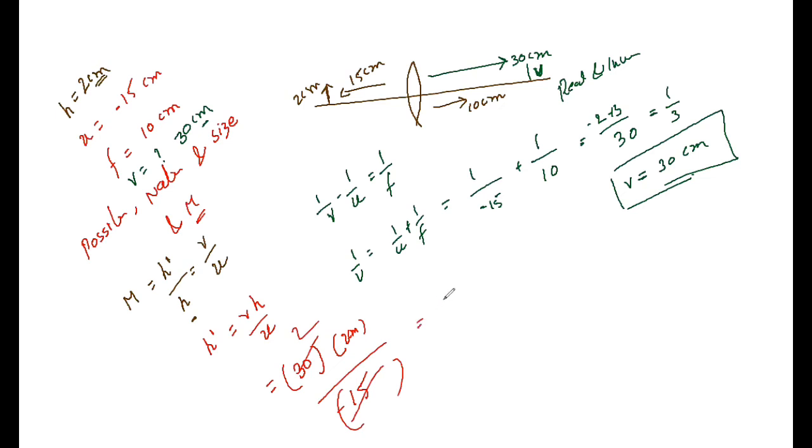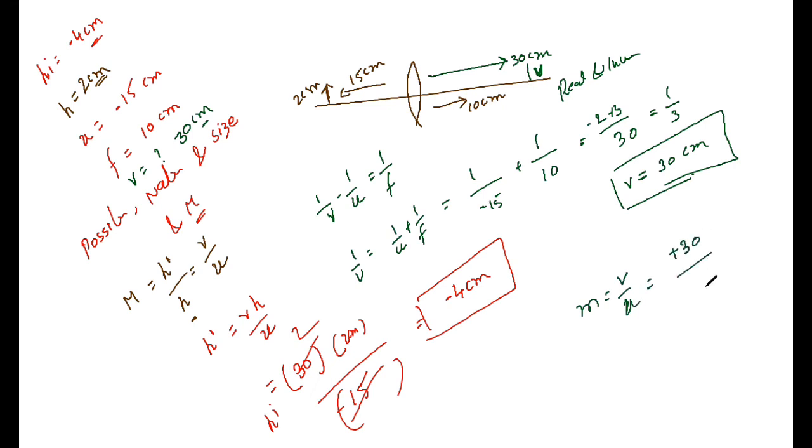So how much did you get? Minus 4 centimeters. What is this? The height of the image. So the height of the image I got is minus 4 centimeters. Now what's remaining? I need to calculate the magnification. Magnification is equal to v by u. The v value is plus 30 and the u value is minus 15. So I got minus 2.